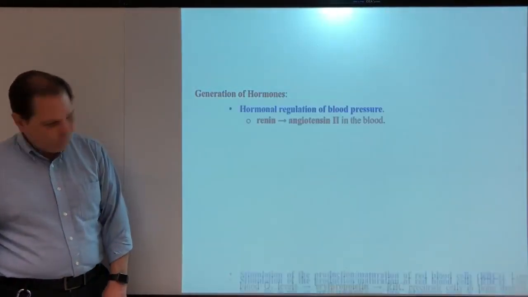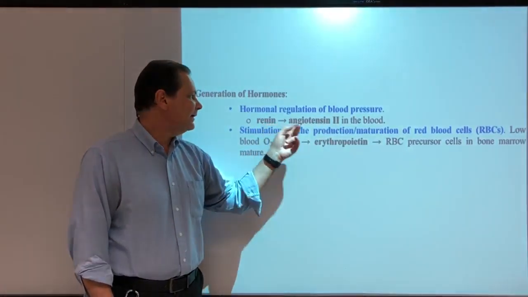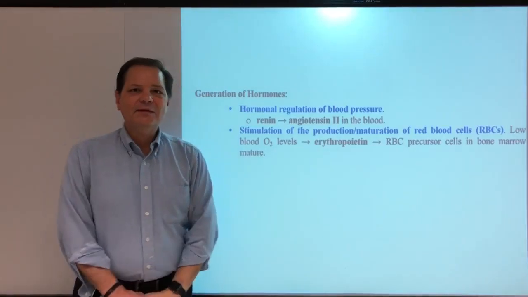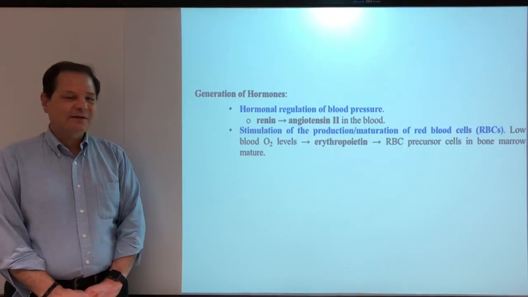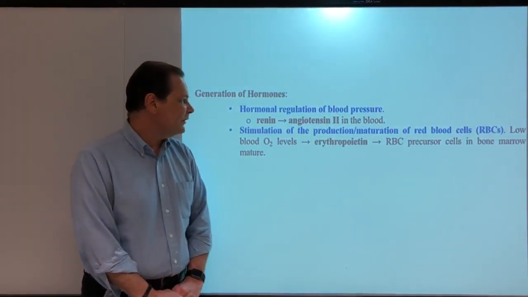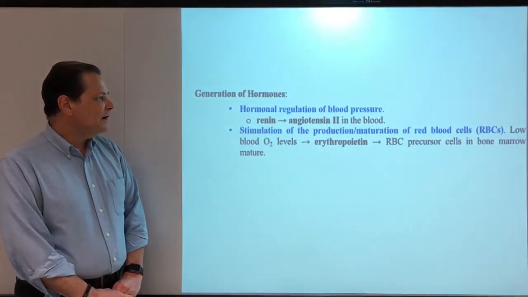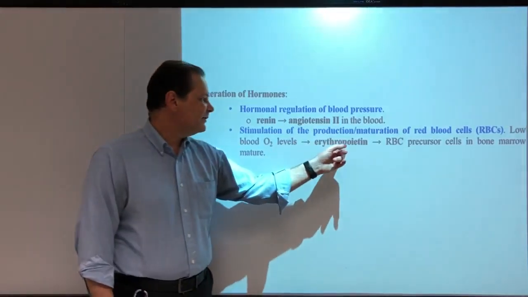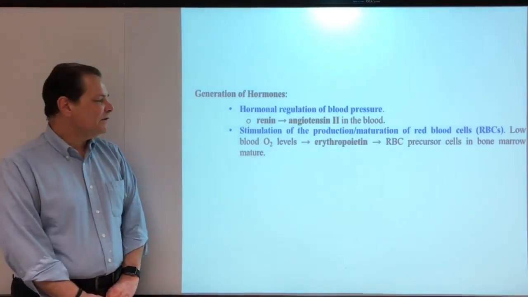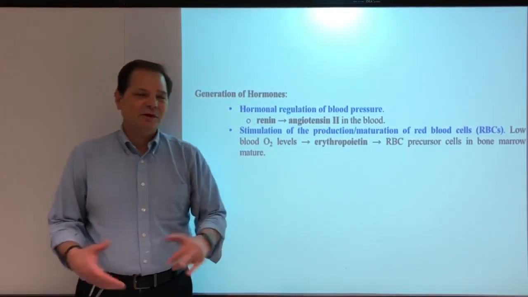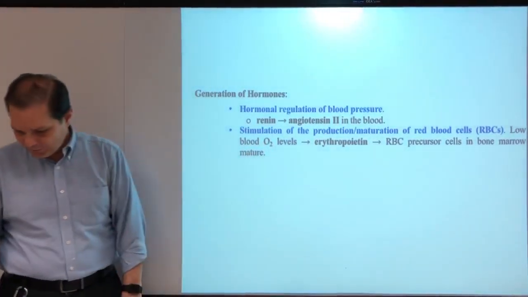In terms of generation of hormones, we have the renin-angiotensin system. Renin comes from the kidney. It's eventually converted to angiotensin in the blood. This is a vasoconstrictor. Our pharmacologists will talk a great deal about that. This process is a big pharmacological target. We have the stimulation of the production or maturation of red blood cells through the production of erythropoietin in the kidney. That causes red blood cell precursor cells in the bone marrow to mature into red blood cells. And that is stimulated through low oxygen levels in the blood, okay?